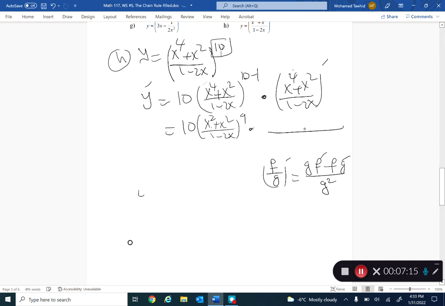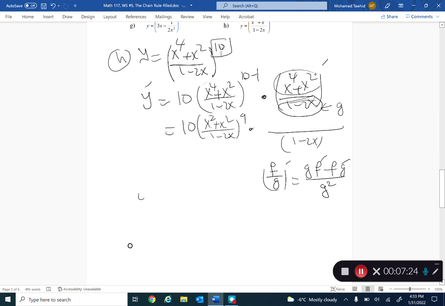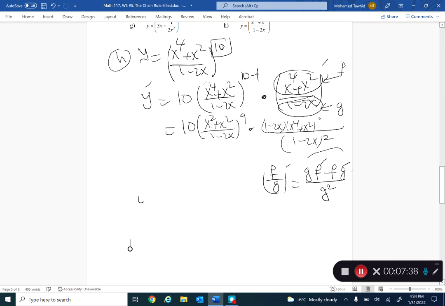So here is the rule. The fraction here, 1 minus 2x, that is your g. And whatever you have up here, x to the power 4 plus x squared, that is your f. Right? So I'm just applying the rule. It will be 1 minus 2x squared in the denominator. And then 1 minus 2x, that is your g, times f prime, which is x to the power 4 plus x squared prime, minus. Then you have to copy f multiplied by g prime. What is your f? x to the power 4 plus x squared multiplied by 1 minus 2x prime.